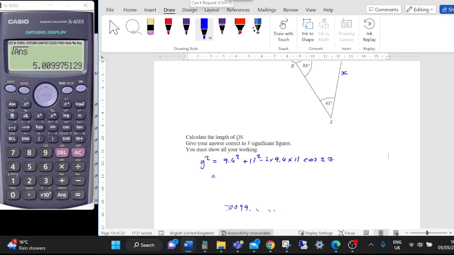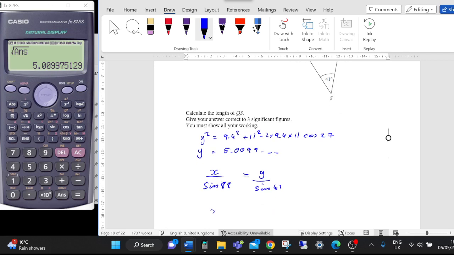Let me just rewrite that. So I'm looking at 5.0099 dot dot dot. So y is that value, and then x over the sine of 88 is going to be equal to y over the sine of 41. So if I rearrange that, then x is going to be equal to y times sine 88 divided by sine 41.